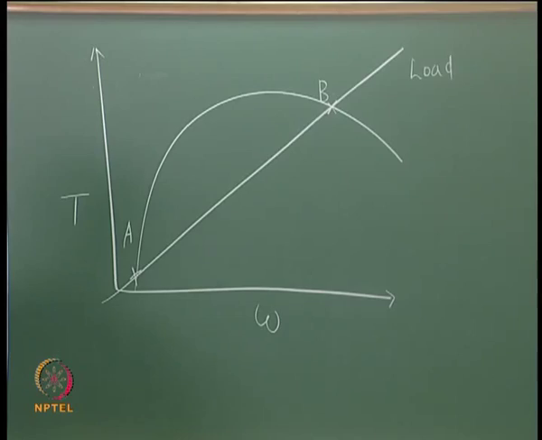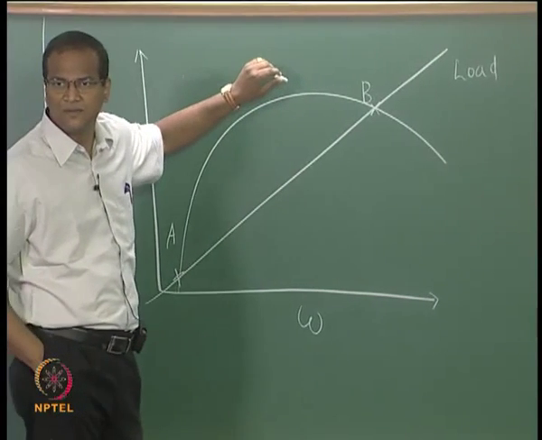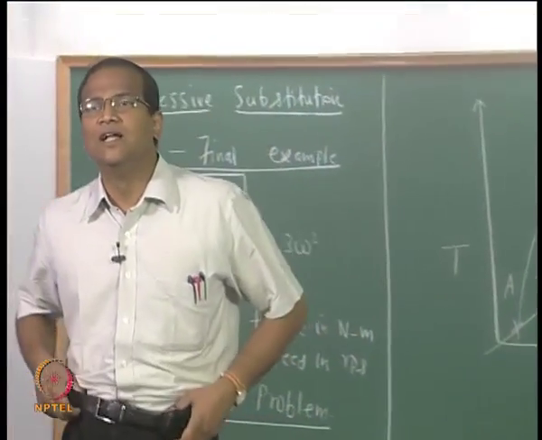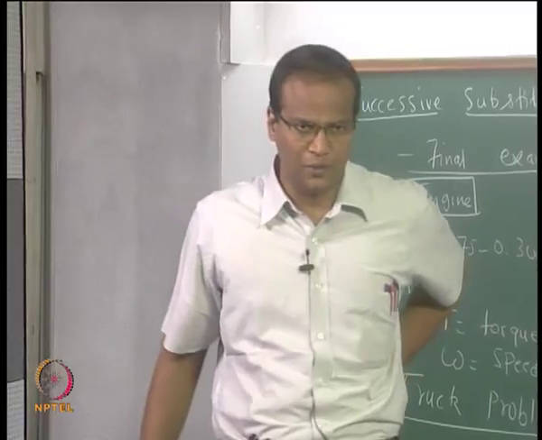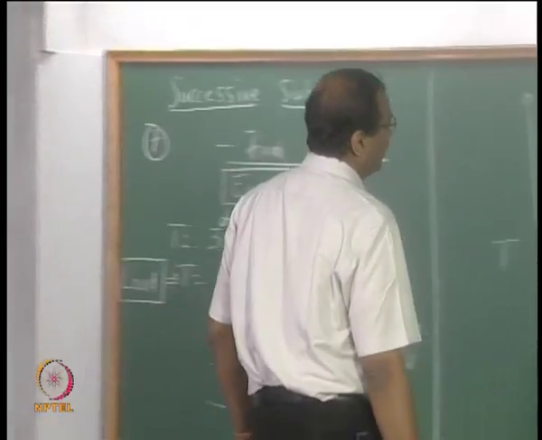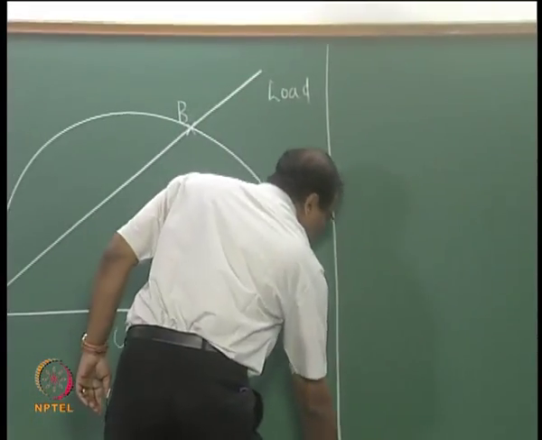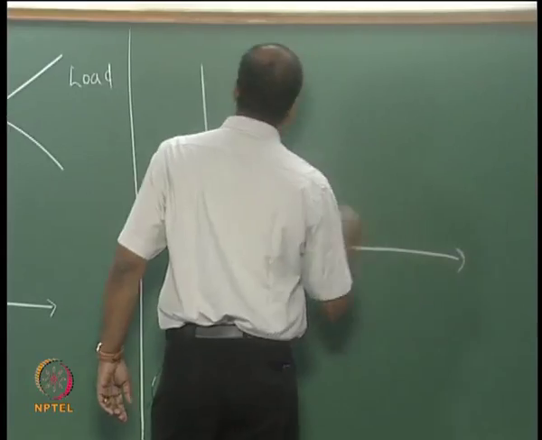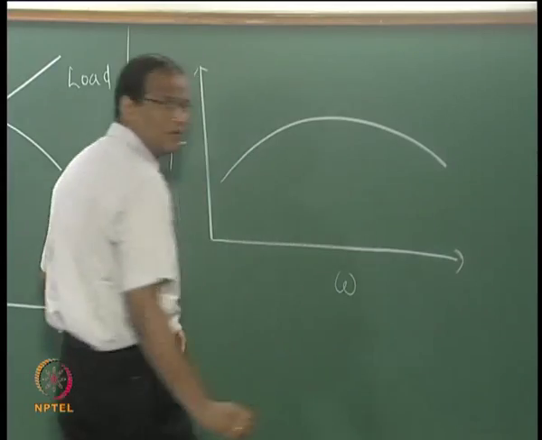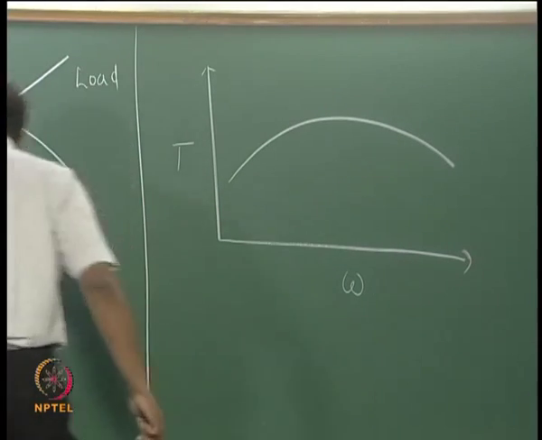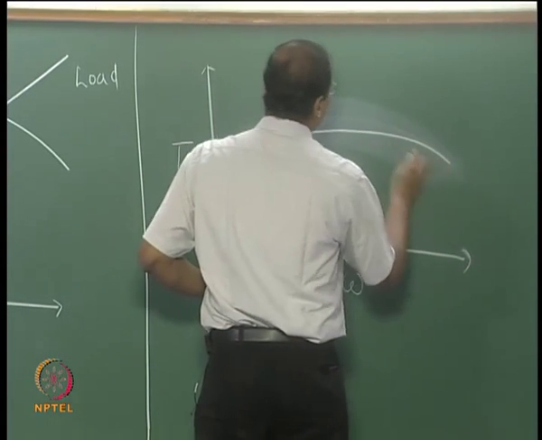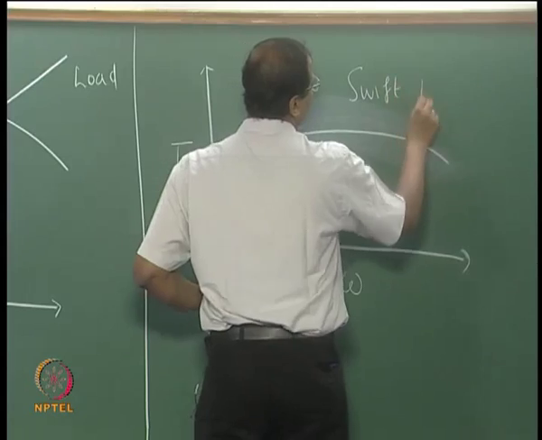So, basically the torque speed characteristics will be something like this. It is better to have a torque speed characteristic such that the torque is more or less uniform with respect to the speed, so that you get a high torque for most of the speeds. For example, the Swift petrol has a torque speed characteristic like this.